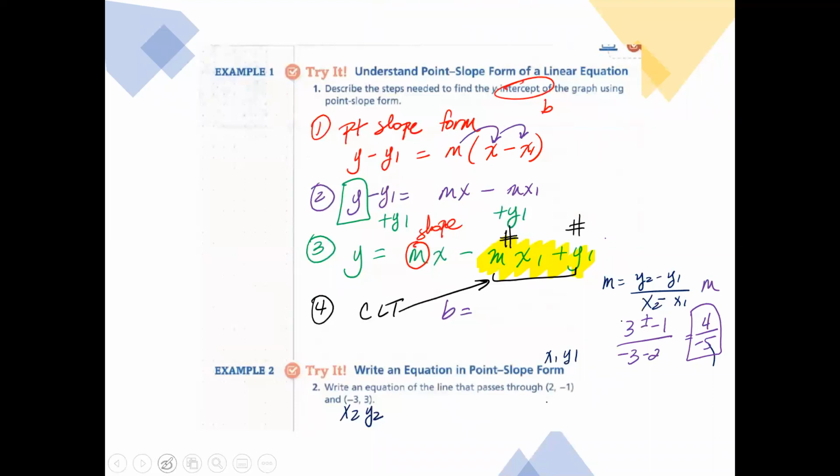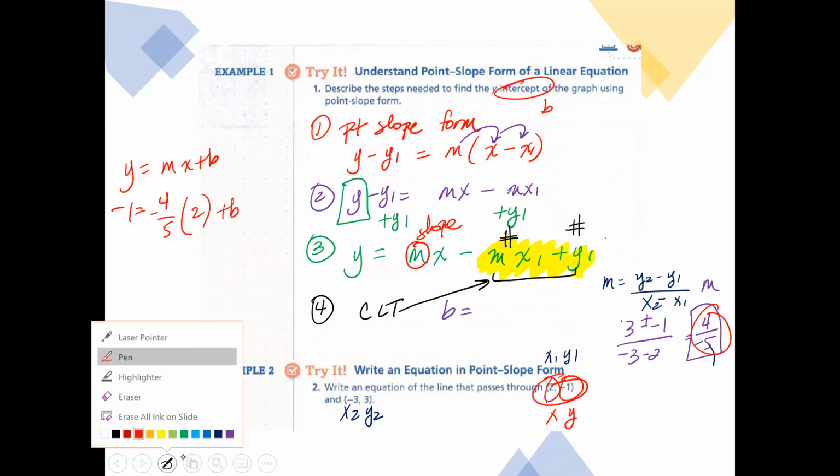Now you're going to pick a point. You want to pick the easiest point. For me, I think this point is a little bit easier. So I'm going to have that x and y. y equals mx plus b. Your y value is right here, which is -1. Your slope that you just found was -4 over 5 times x, which is 2, plus b. Your goal now is to find b.